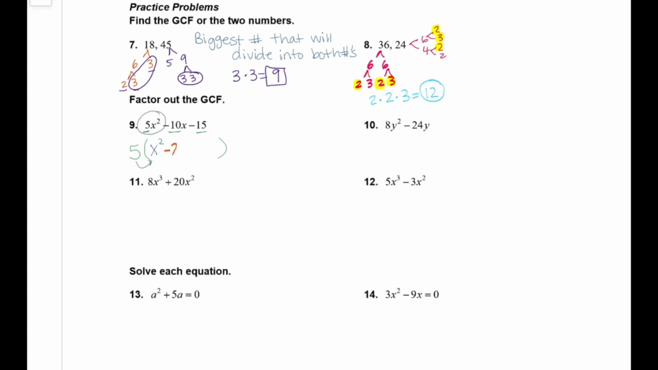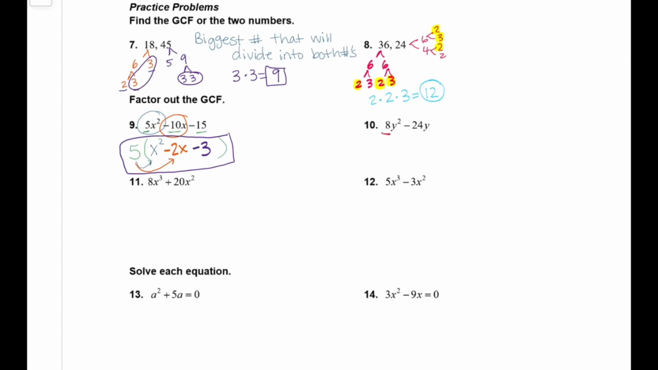On the second one, we're looking for a number that multiplies to give us -10. 5 times -2 gives us -10, but we need an x, so we have -10x. 5 times -3 gives us -15. So this would be the factored form of 5x squared minus 10x minus 15.